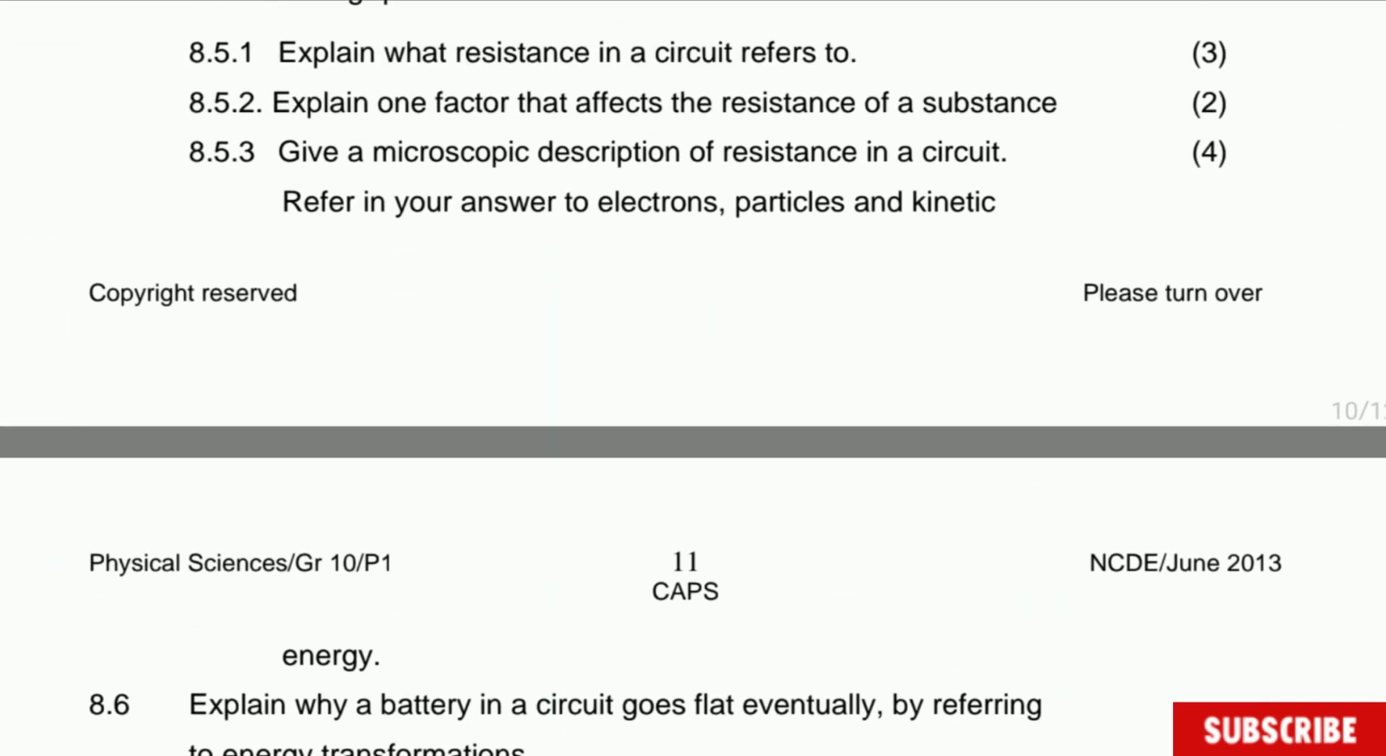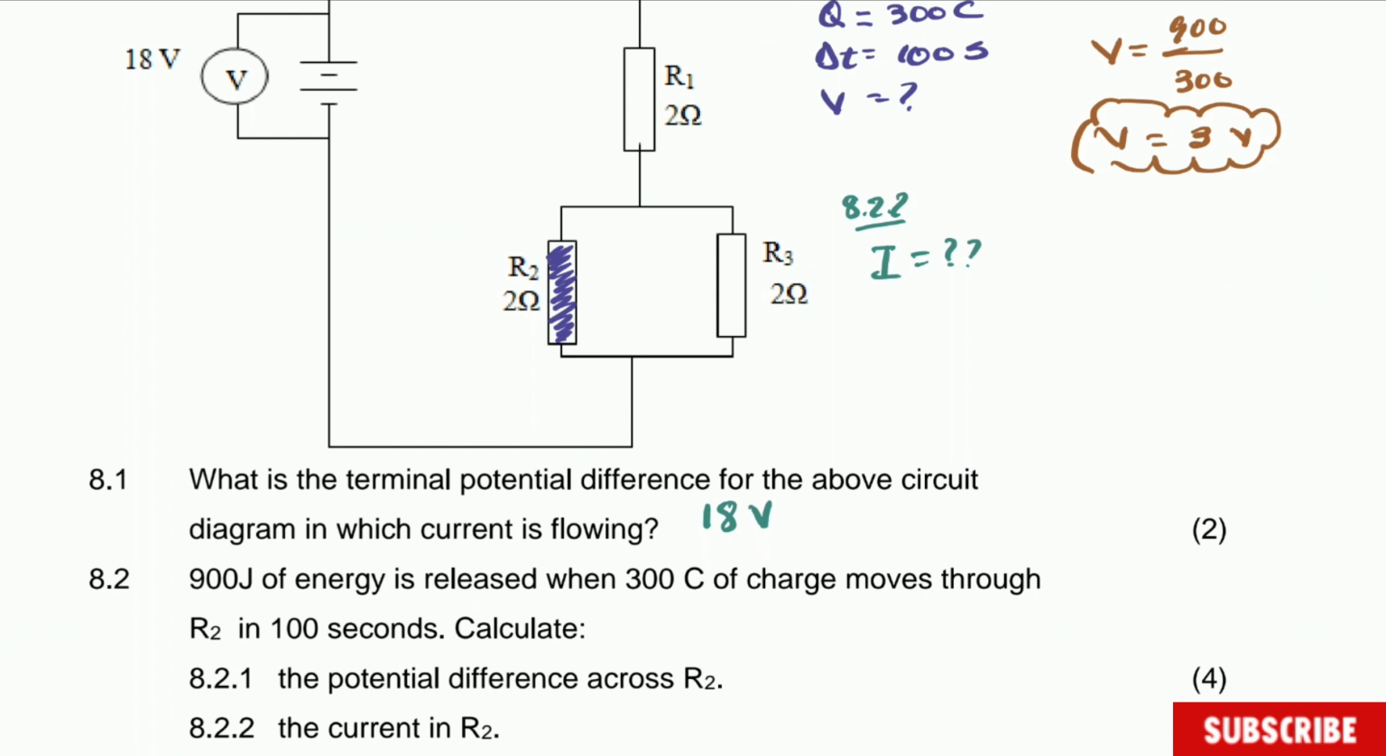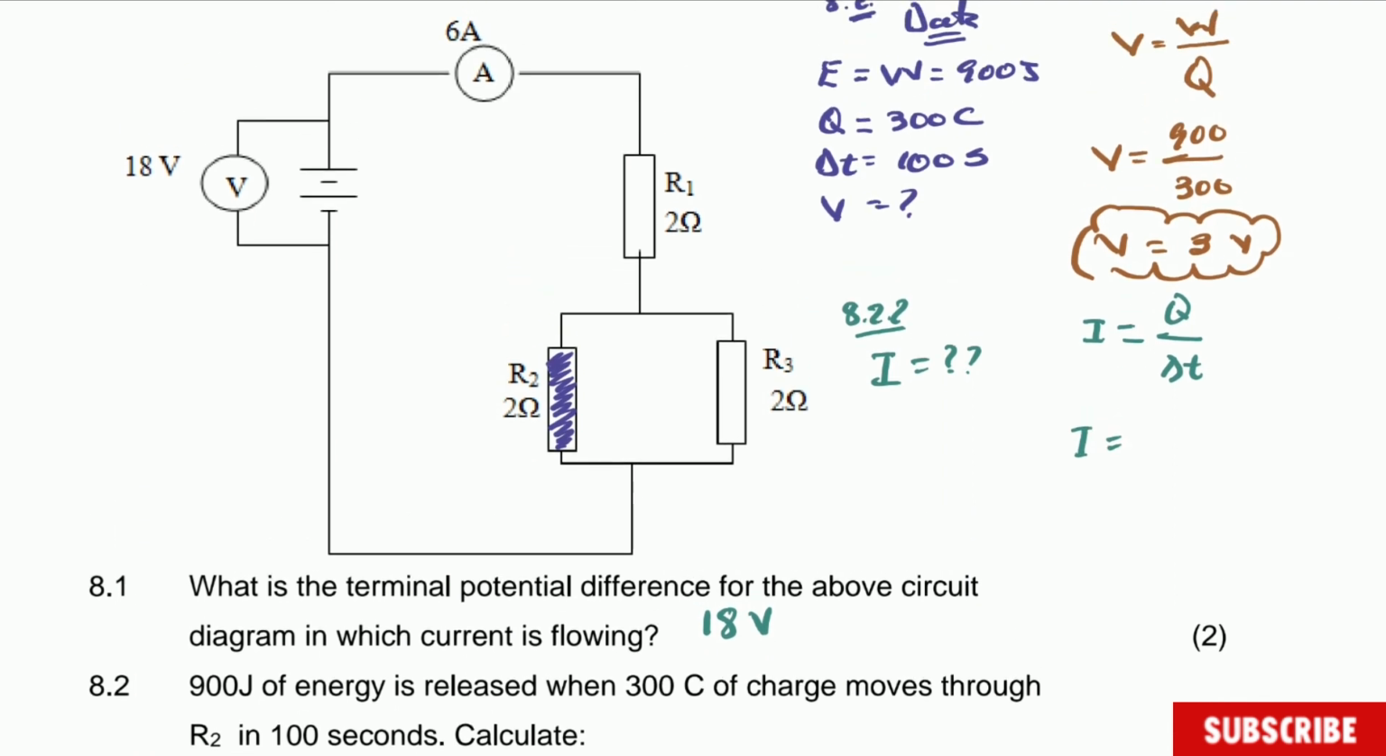So we go back there and then we write the formula. Current is equal to charge divided by time, that is the rate of flow of charge, is how you read that formula. So current is equal to charge, which is 300, divided by 100, which is the time, and this will give you 3 amperes. There we go, and that is the current, guys. The current is equal to 3 amperes. We have the current for R2.